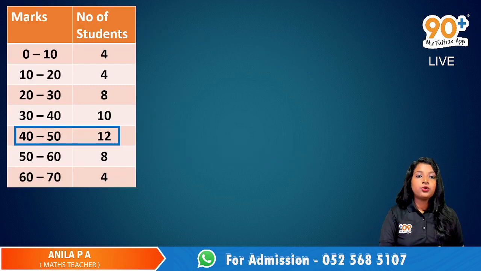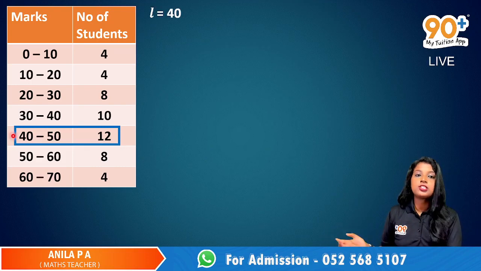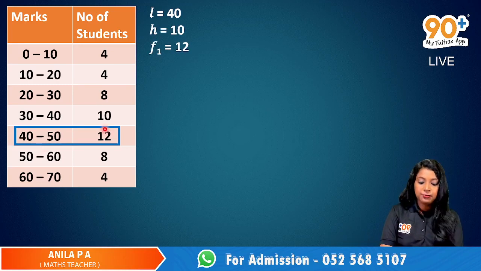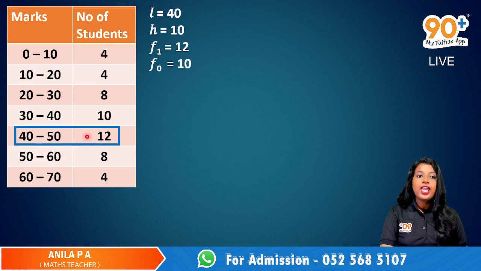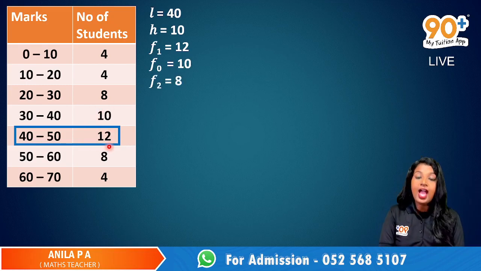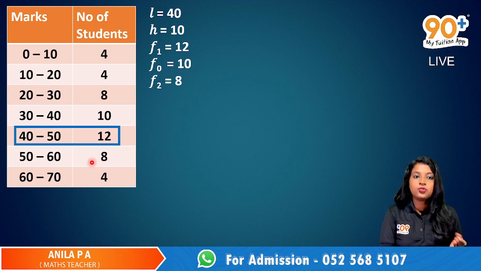Now let's substitute, or before that let's find those values from this table. L is the lower limit of the modal class, which is 40. Then H is the size of the class. Here the difference is 10. Then F1 is the frequency of the modal class, 12. F0 is the frequency of the class preceding the modal class, 10. And F2 is the frequency of the class succeeding the modal class, which is 8.